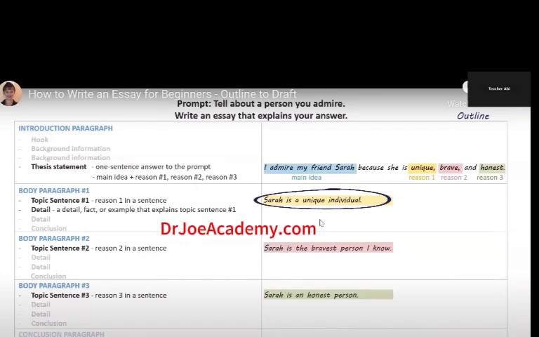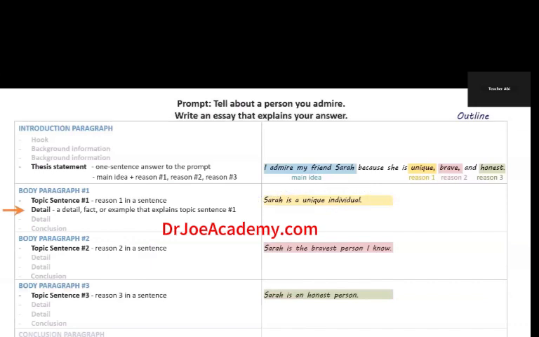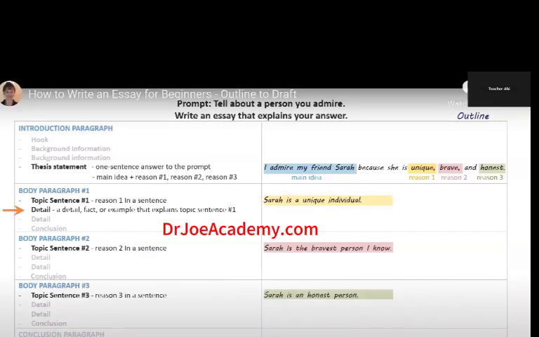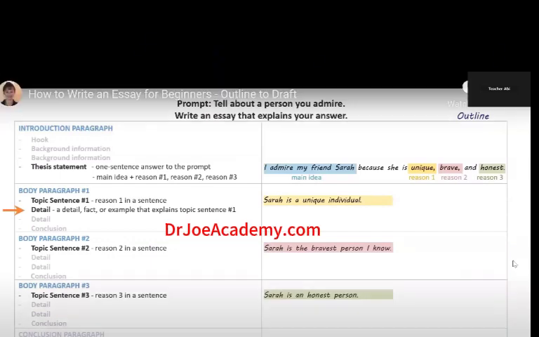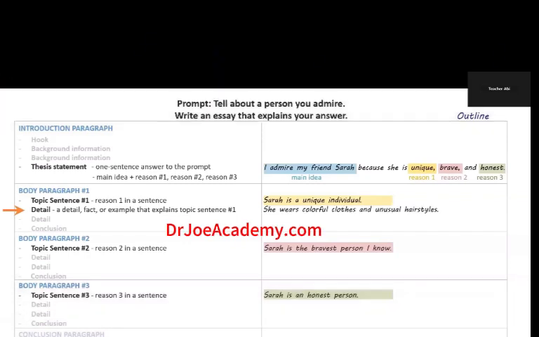So let's go back to body paragraph 1, where our topic sentence is Sarah is a unique individual. We need to explain what that sentence means, and we'll do that by adding detail sentence 1 and detail sentence 2. A detail sentence is a detail, fact, example, or other type of information that explains the topic sentence. In some cases, a detail sentence will prove that what we said in our topic sentence is correct. So what do I mean when I say Sarah is a unique individual? What is unique about Sarah? For detail sentence 1, I'll give this example. She wears colorful clothes and unusual hairstyles.